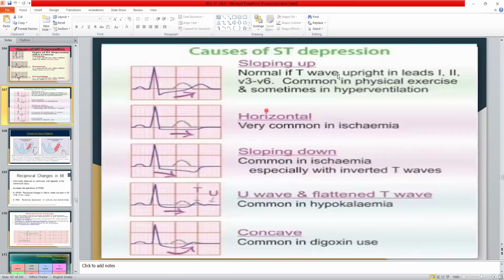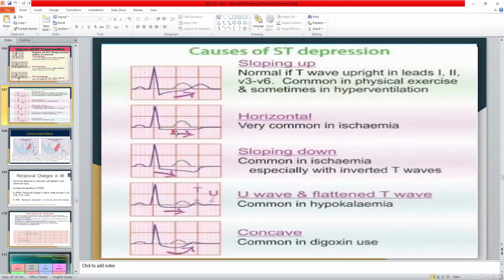So what causes this ST depression? The sloping up type, this is the normal one, is caused by the, and normally it is also present in lead 1, lead 2 and V3 to V6. It is also common in people after physical exercise and sometimes associated with hyperventilation.